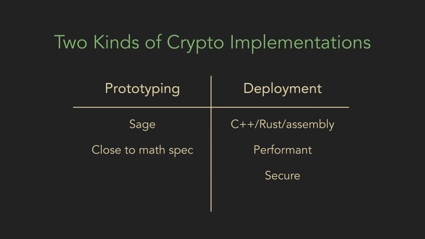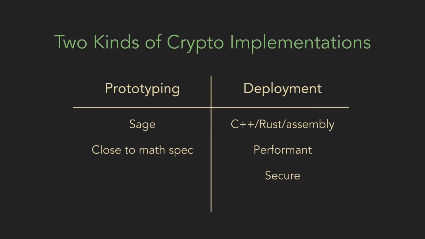And then on the other side, we might want to implement cryptography to be deployed, which is a bit more complicated. The code has to be high performance and it needs to be secure, which could mean, for instance, that some parts of the protocol need to be constant time. To get all these properties, implementers of deployed high-performance crypto typically use a combination of low-level languages like C and assembly.